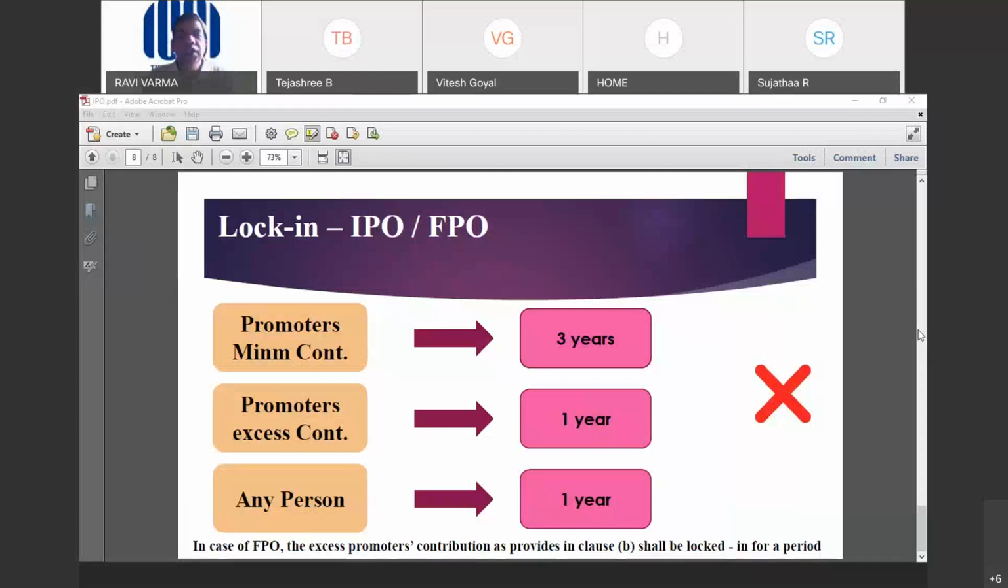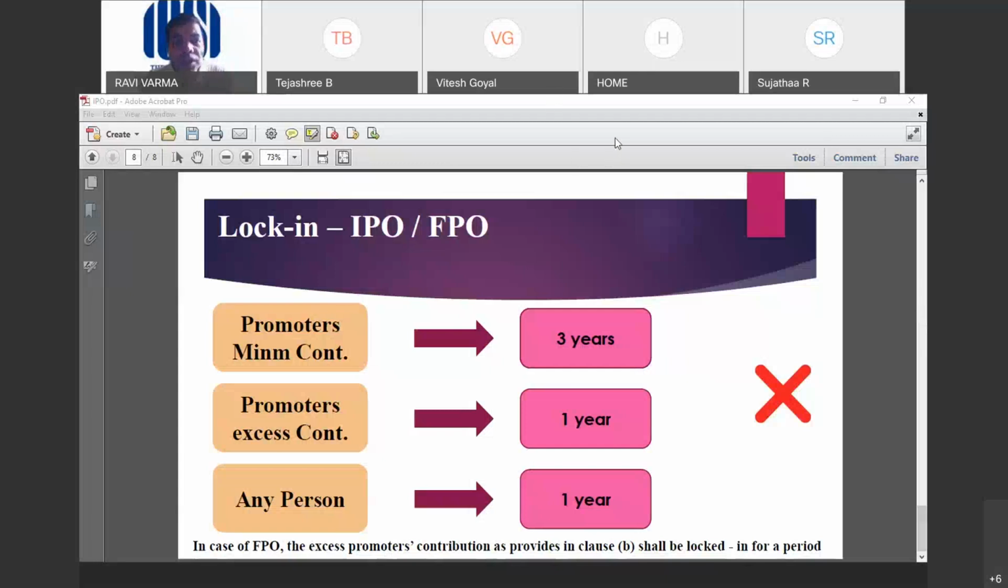Yeah, it is clear. Now, before moving to the next, on this page only, I will just say, write one more thing, that whatever the minimum contribution the promoters are bringing, they need to bring upfront at least 1 day in advance of the opening of offer.